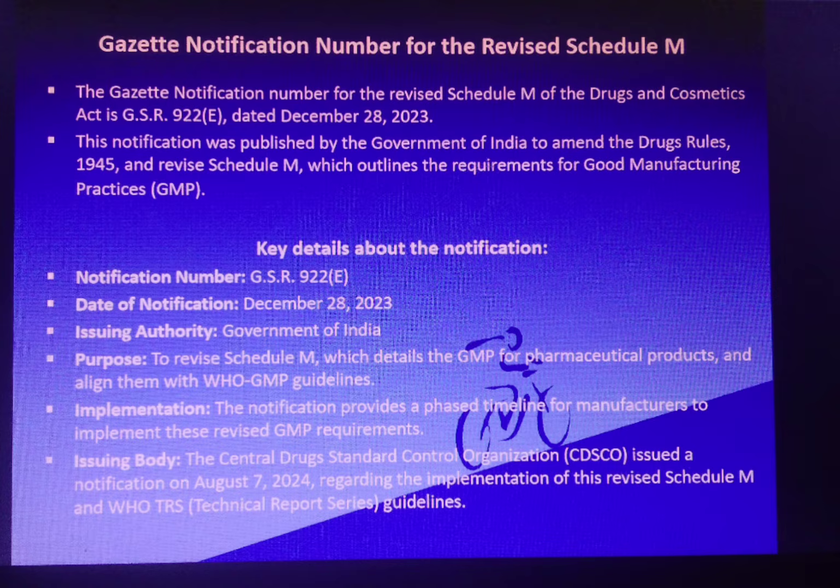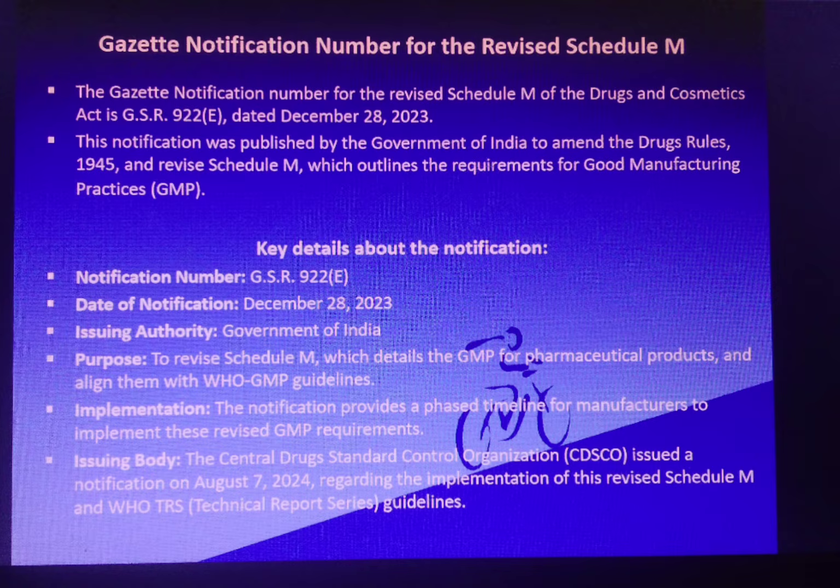Key details about the notification. Notification number: GSR 922(E). Date of notification: December 28, 2023. Issuing authority: Government of India. Purpose: to revise Schedule M, which details the GMP for pharmaceutical products, aligned with WHO GMP guidelines.